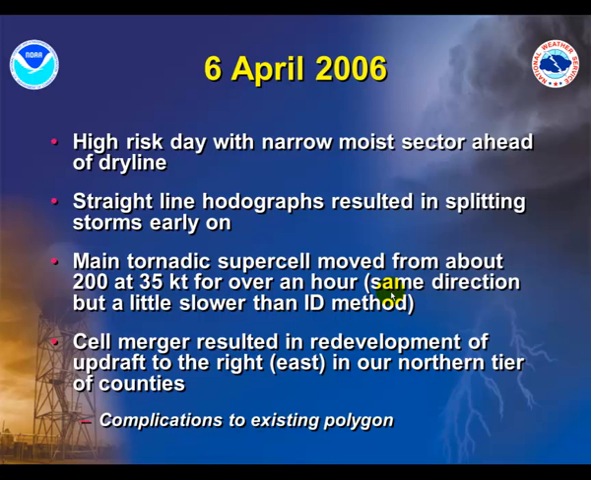It was a high-risk day with a narrow moist sector ahead of the dry line. We had straight-line hodographs initially, which resulted in splitting storms early on. Our main tornadic supercell was well behaved for quite a while. It moved from about 200 at 35 knots, producing a number of tornadoes, in the same direction but a little slower than the ID method. And then a cell merger resulted in redevelopment of the updraft to the right, or to the east, in a northern tier of counties, which had complications for our existing polygon warning.